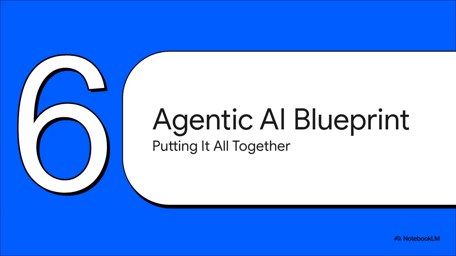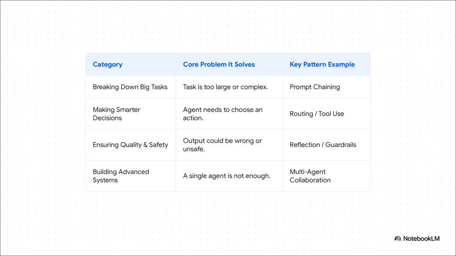All right, we have covered a ton of ground, from simple chains all the way up to these complex collaborative teams. So now, let's just pull back for a second and put all of this into a clear, high-level blueprint that shows how all these different categories fit together. This simple chart really lays it all out. Each group of patterns solves a different fundamental problem.